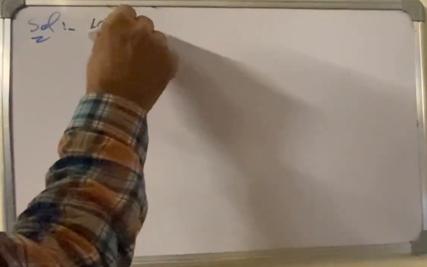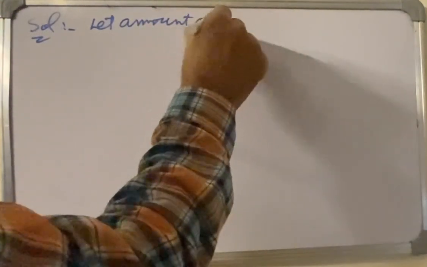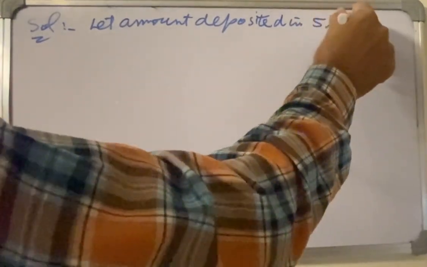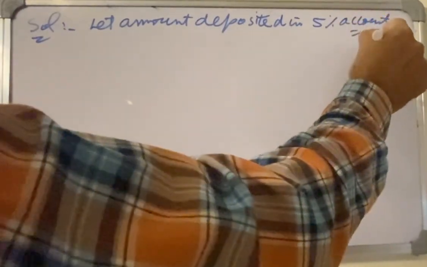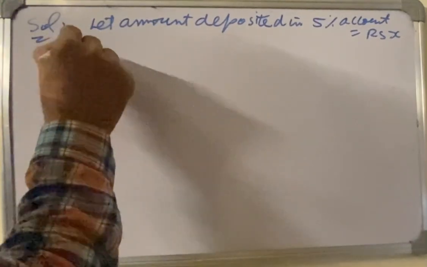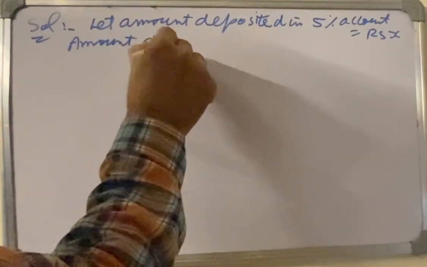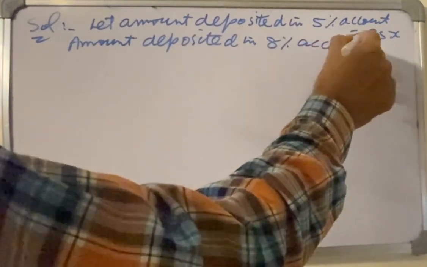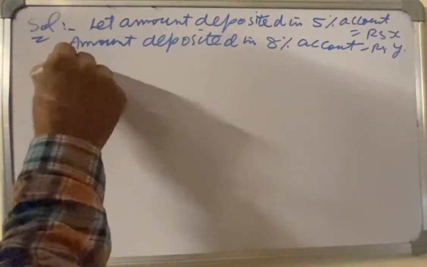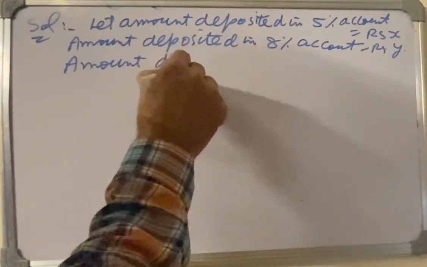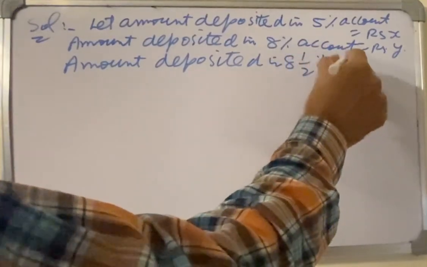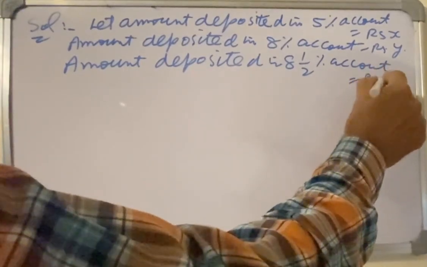Solution: Let the amount deposited in the 5% account be rupees X. The amount deposited in the 8% account is rupees Y. The amount deposited in the 8.5% account is rupees Z.